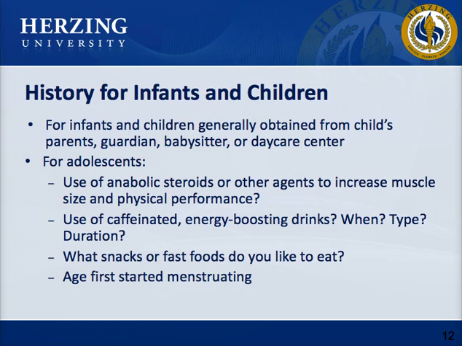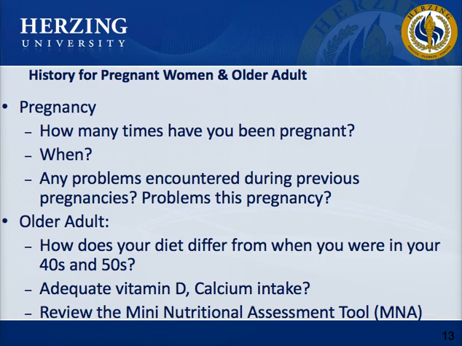Obtain additional history based on the patient's developmental stage. For an infant, for example, assess gestational nutrition, breastfeeding or bottle feeding, the willingness to eat, what is prepared, and overweight and obesity risk factors. Adolescents should be asked about present versus desired weight, the use of steroids or other agents to increase muscle size and for physical performance, and the age the individual first started menstruating. Pregnant women should be asked about the number of pregnancies and food preferences when pregnant. Aging adults should be questioned about diet differences from when they were in their 40s and 50s and review the mini nutritional assessment.